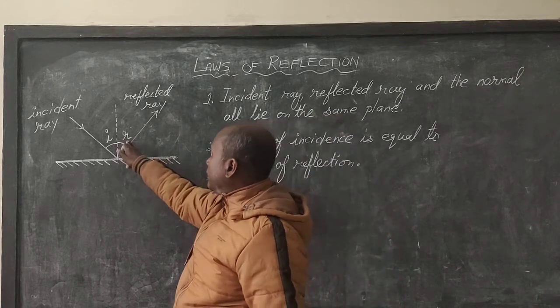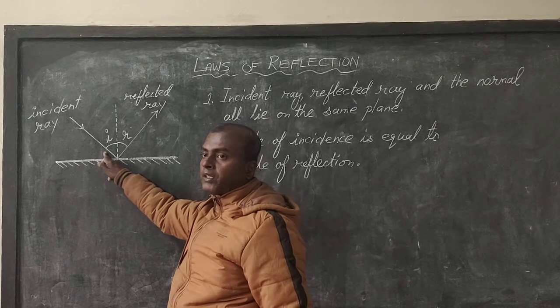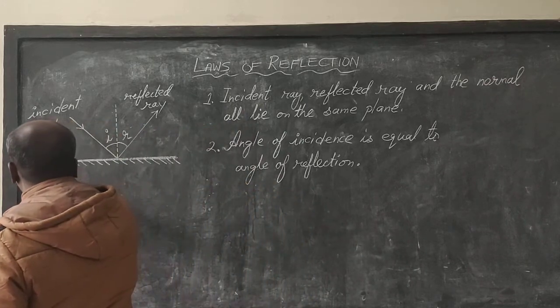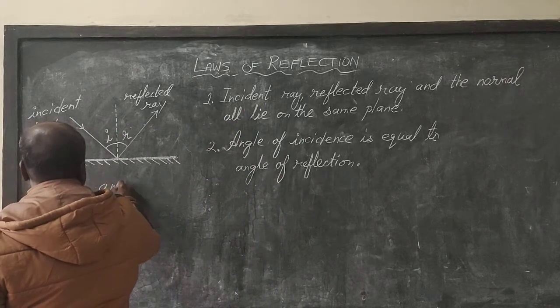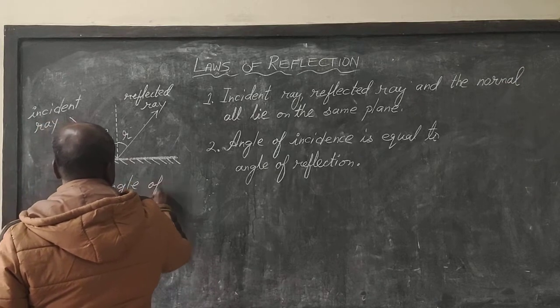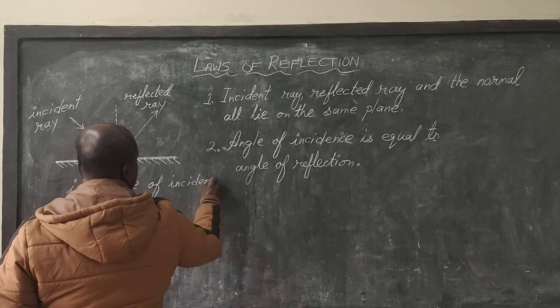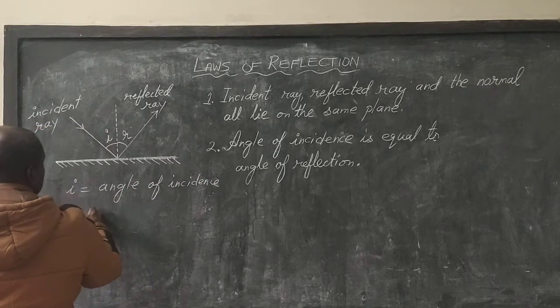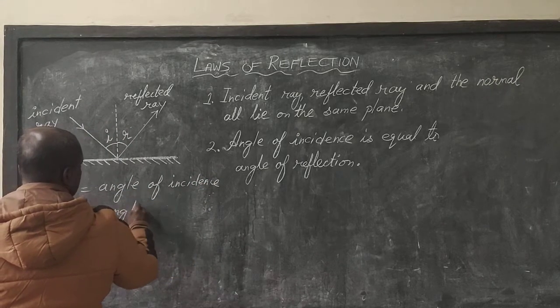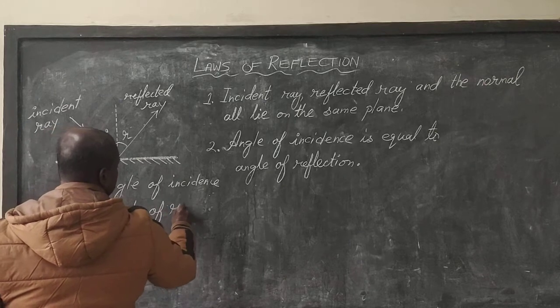I and R stand for: I stands for angle of incidence. R stands for angle of reflection.